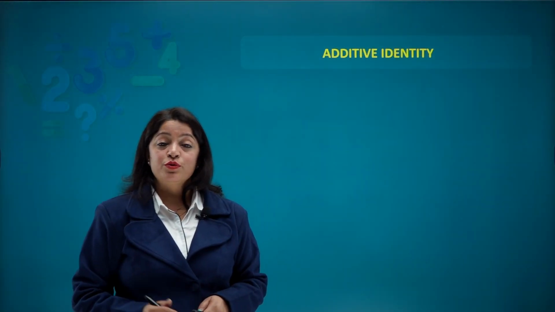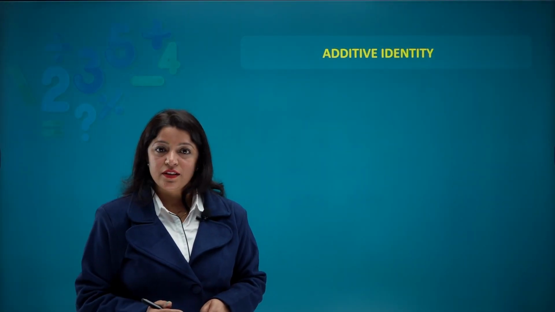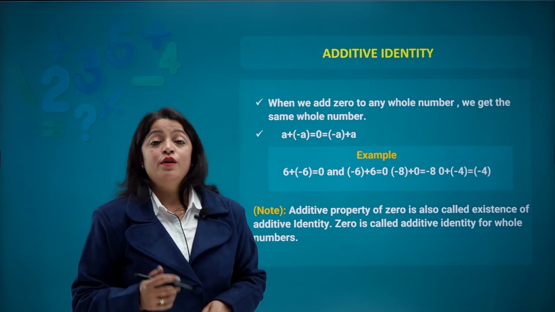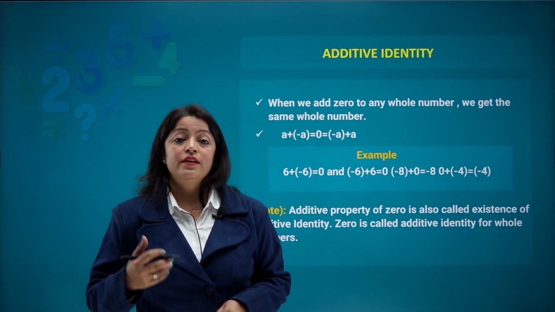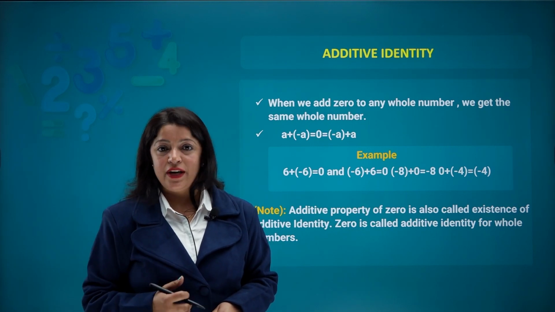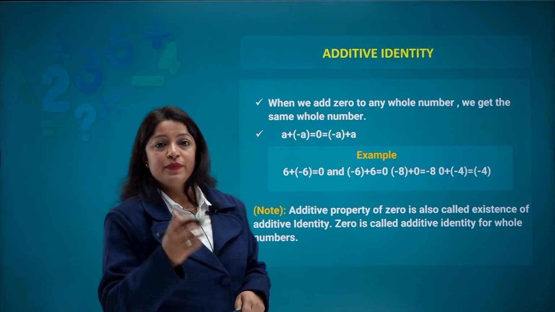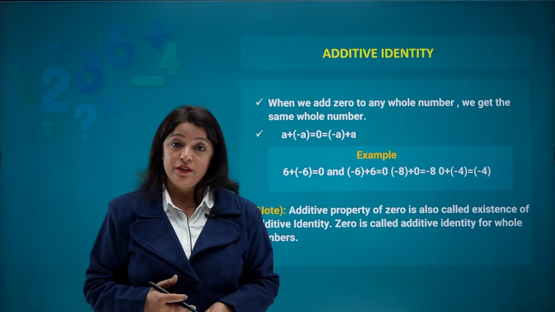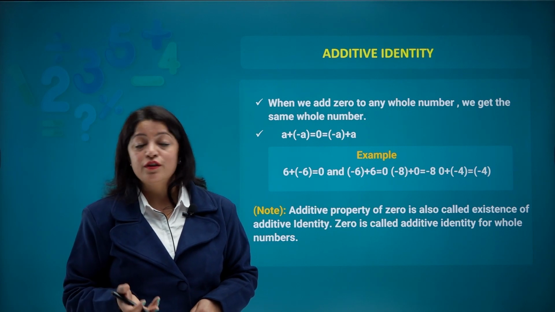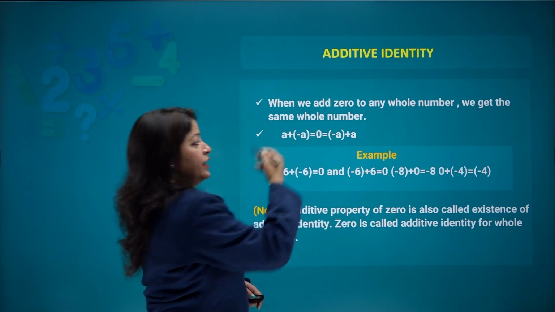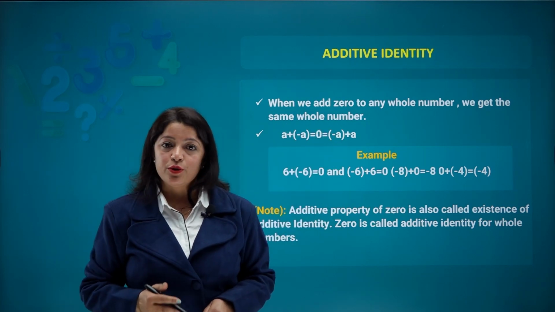Now let us move on to the next segment, additive identity. What do you understand by additive identity of any element? It means when we add 0 to any whole number, we get the same whole number, right? For example, if I take the number a and if I add negative a to it, then what will be the result? The result will be 0. Or in the same way I can say if I add a to negative a, the result will again be 0.